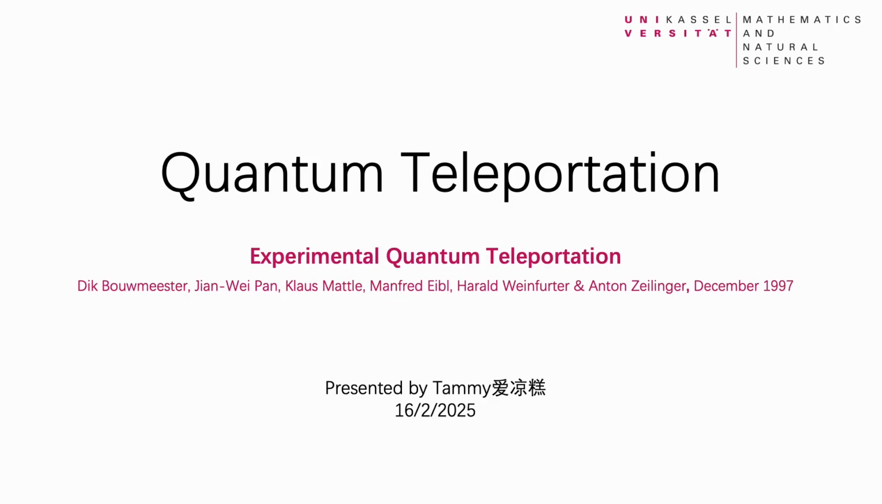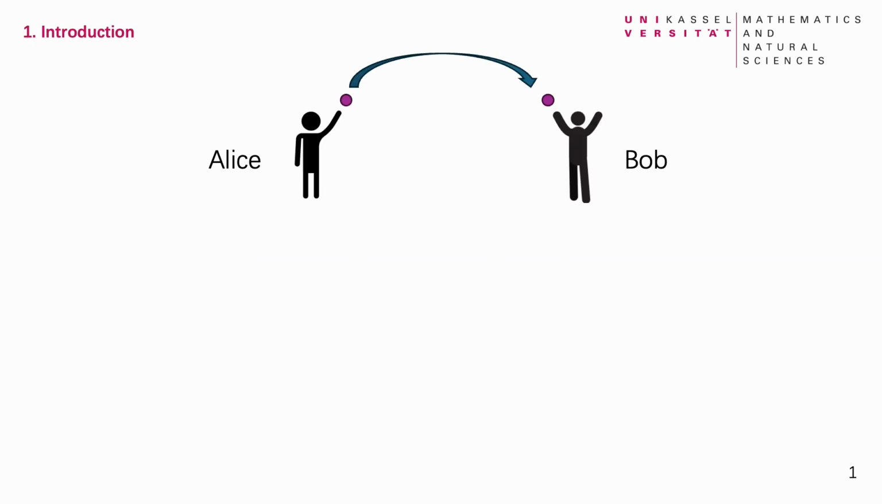Today I will talk about the paper Experimental Quantum Teleportation, published in Nature in 1997. In this scenario, Bob wants to change his photon to be an exact replica of Alice's photon. What about Alice sending the measurement to Bob? Then Bob can rotate his photon to match. However, this is impossible because of the no-cloning theorem.